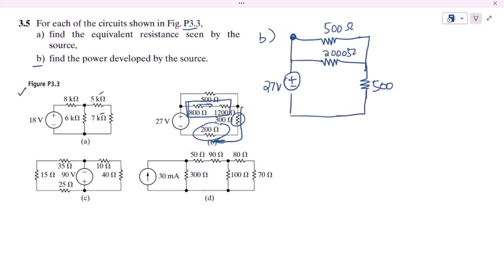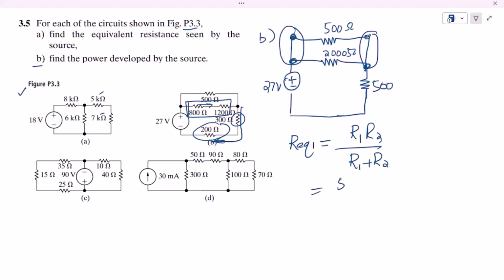Now I can see that these two ends are connected with the other two ends. Okay, so these are in parallel with each other, and in order to find the equivalent of it, as I have shown you, the equivalent will be R1 R2 divided by R1 plus R2. I have proved it earlier on. Now putting their values, R1 is 500 multiplied by 2000, divided by 500 plus 2000, which is 2500. Okay, so now let me find it out.